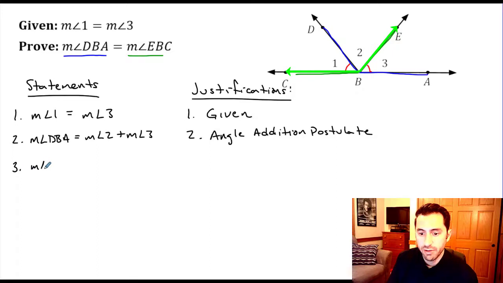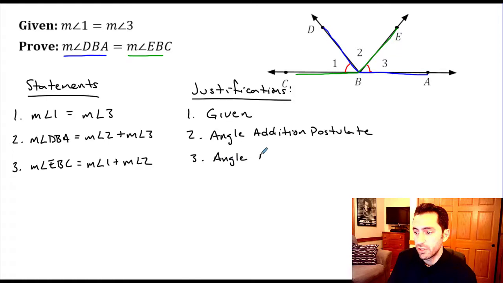The measure of angle EBC, if I take a look at the diagram, I can see that that angle is made up of angle 1 and angle 2 put together. So the measure of angle EBC is the same as the measure of angle 1 plus the measure of angle 2. And my justification for this is actually the same. This is also the angle addition postulate. Again, the way that I'm thinking about this is how do I know I can write this statement? What tells me that this third statement is true? Well, it's the angle addition postulate.